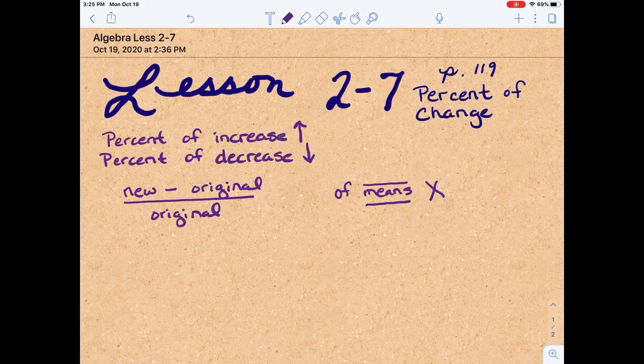And basically we're going to talk about percent of increase, percent of decrease, and a general idea where we keep seeing words that we can translate into math, like of means times. So let me show you some examples of percent problems. Look at problem number 1 on page 121.